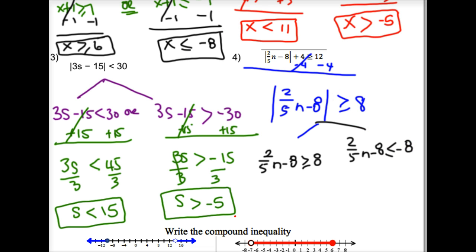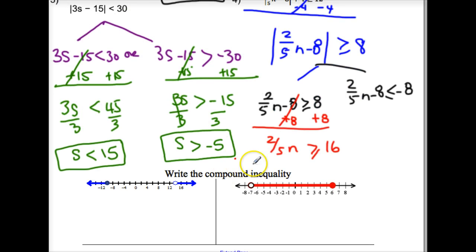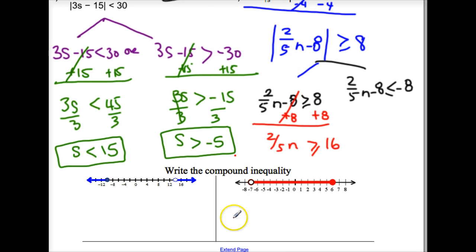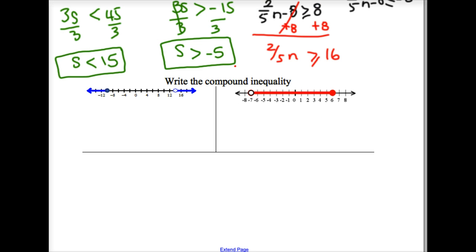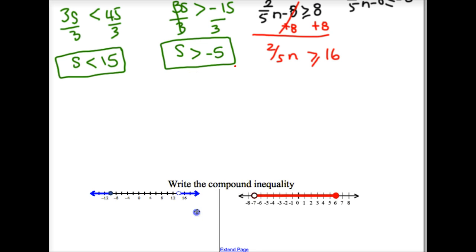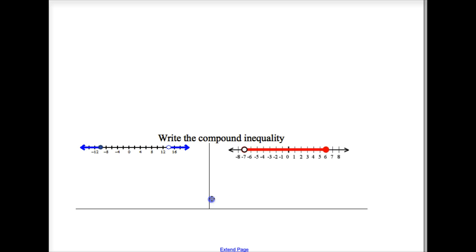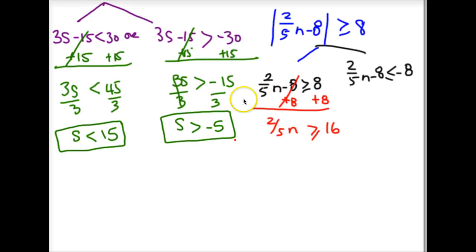How do I go ahead and solve this? Now get rid of my 8. Add 8 on both sides. This cancels. 2 over 5 n is greater than or equal to 16. I think we need some more space here. This is when we switch these down. I'm just getting some space, like solving a regular equation.